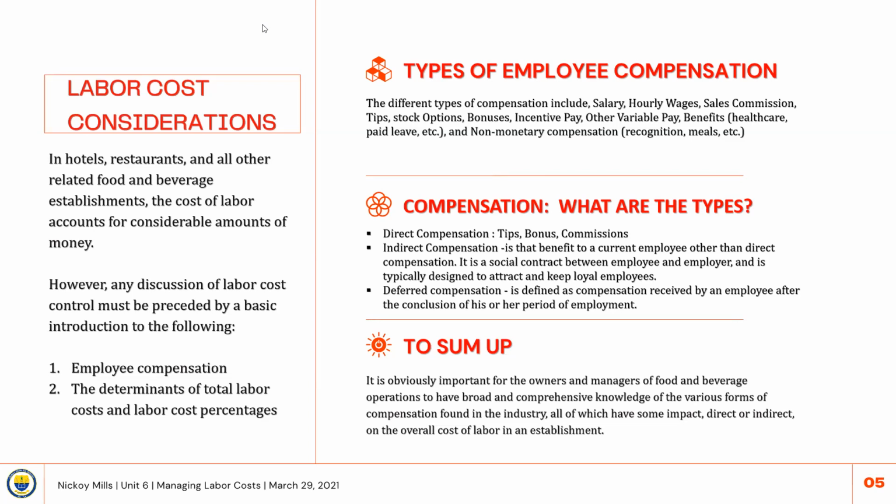So let us look at the different types of compensation. The different types of compensation include salary, hourly wages, sales commission, tips, stock options, bonuses, incentive pay, other variable pay, benefits such as healthcare or paid leave, and non-monetary compensation such as recognition or meals, etc.